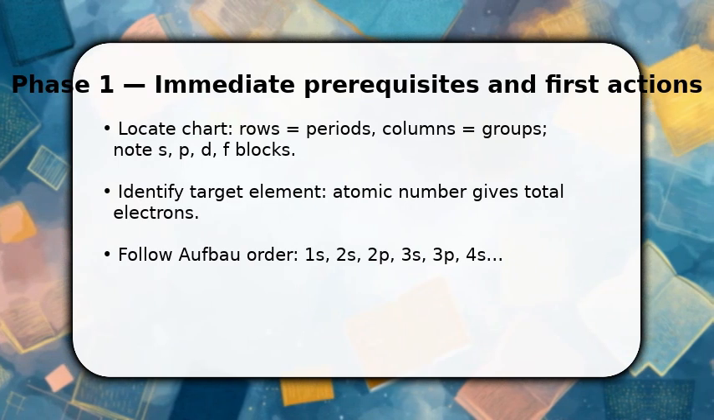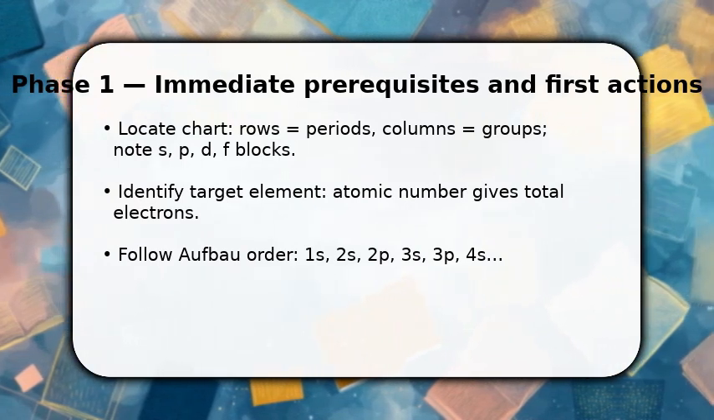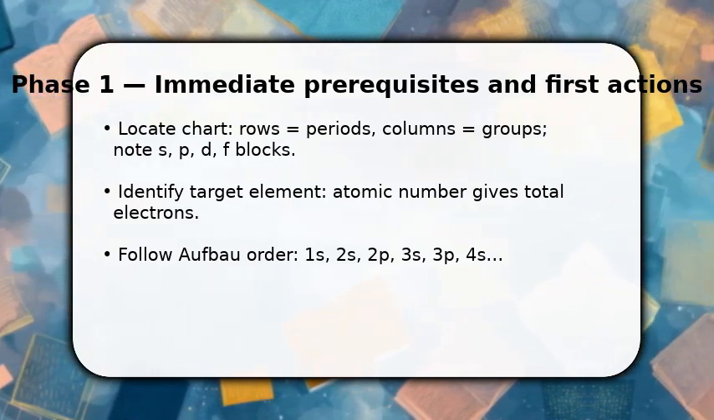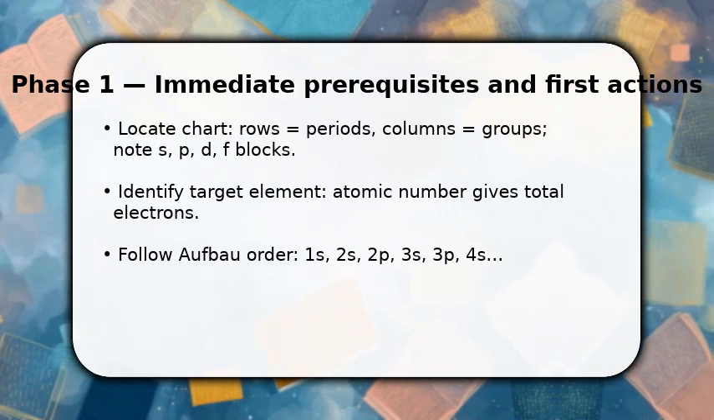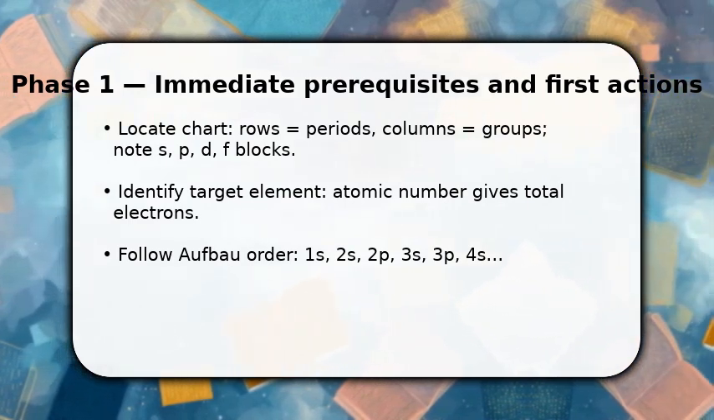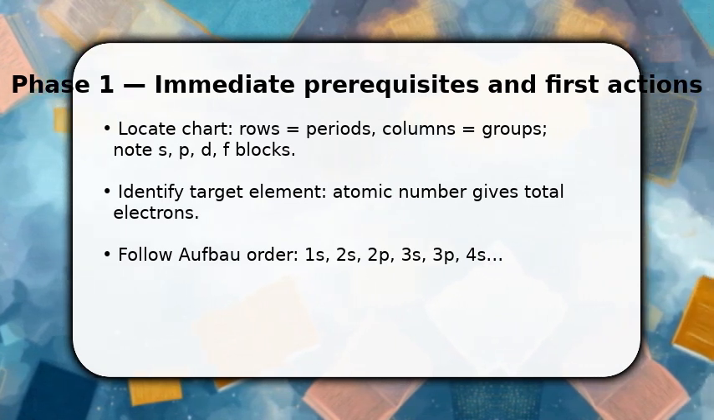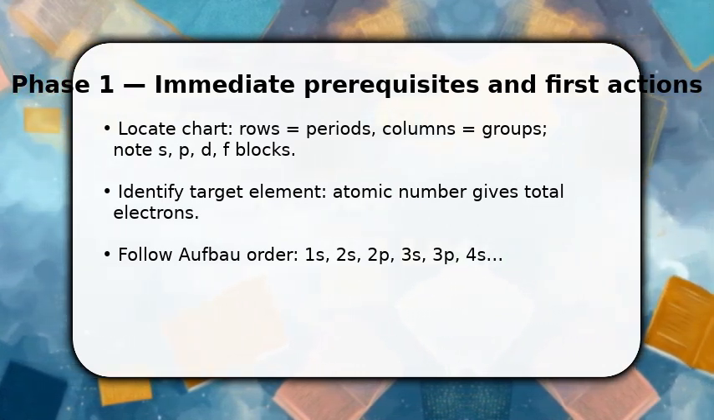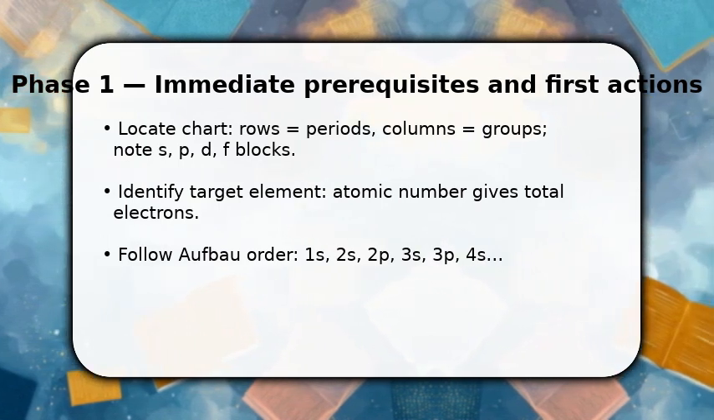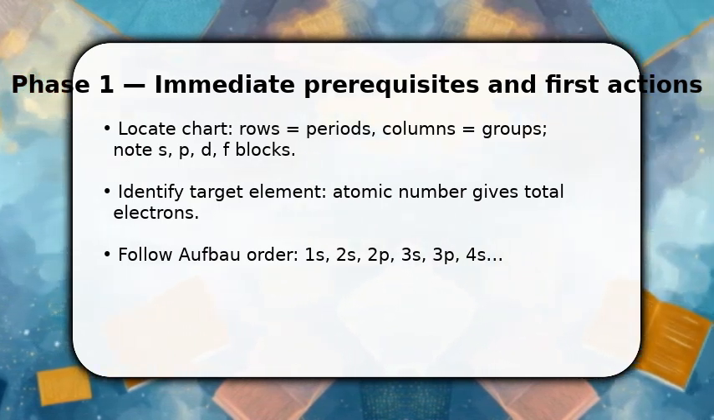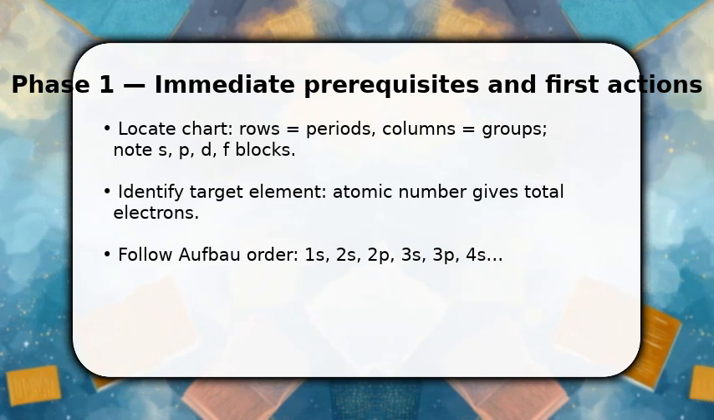Next, mark the principal shells, n equals 1, 2, 3, and identify the s, p, d, f blocks so you know which orbitals are available. Once done, follow the Aufbau sequence printed along the chart. This determines the filling order. Make sure to read left to right across blocks, so you don't skip an orbital and miscount electrons.